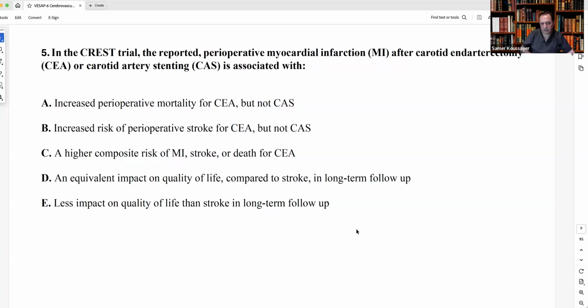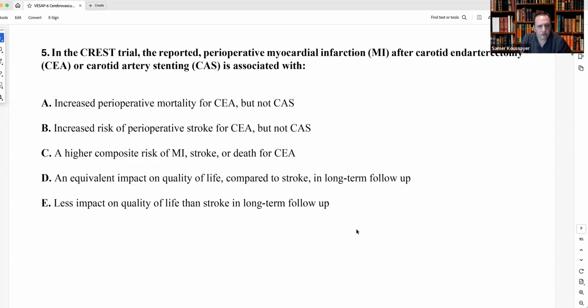And about the CAS, no, this is wrong. So, which is associated with less impact on quality of life? No, than stroke, it's worse. So D is equivalent impact on quality of life compared to stroke in long-term follow-up. This is wrong. It's wrong.